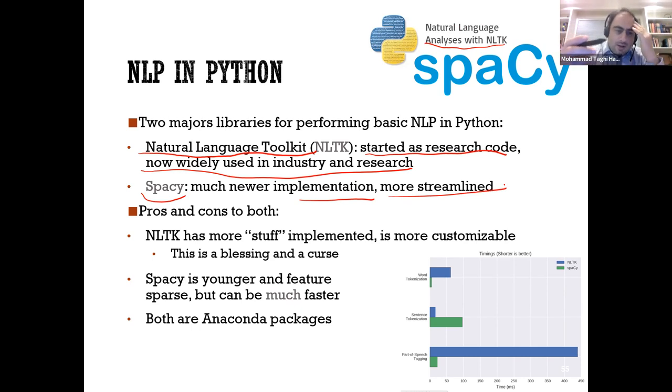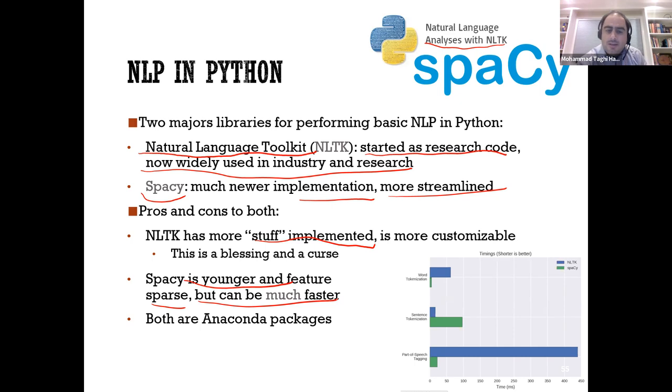What are the pros and cons? NLTK has more stuff implemented. Almost anything, because it's a research thing. The people have the state of the art implemented, but this can be a blessing or a curse because it's just too complicated. spaCy is younger and the features are sparse, but these are much faster. In particular, spaCy is a very good one, more the industry way that people are using it. So NLTK is more researchy. spaCy is a more industrial way, if you want to use it in industry.